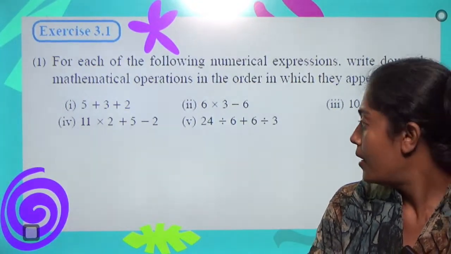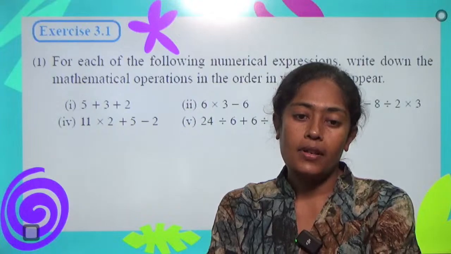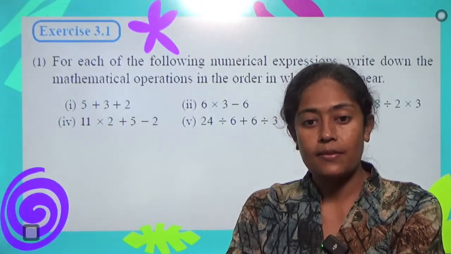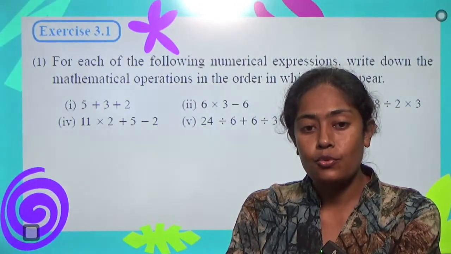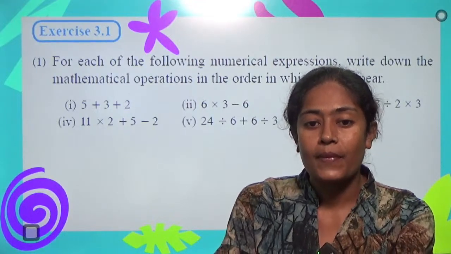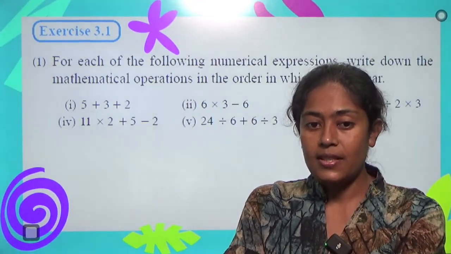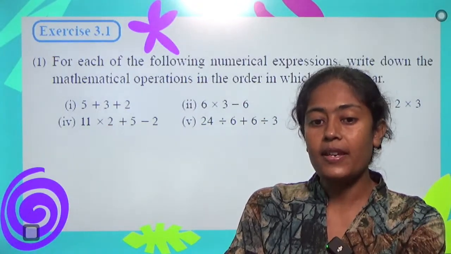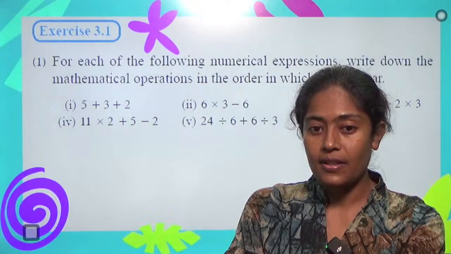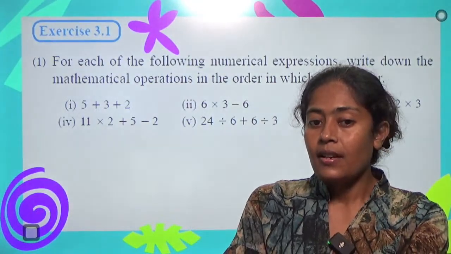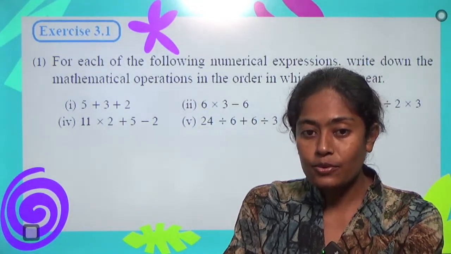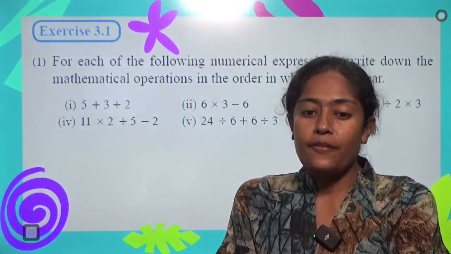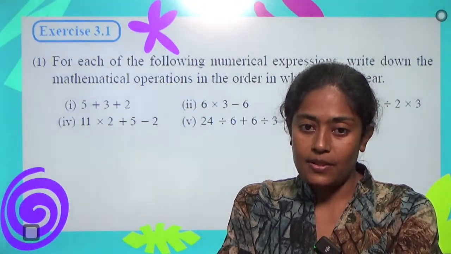So if you have numerical expressions with 2 or more mathematical operations, there should be an order to simplify that numerical expression. So we are using which rule? BODMAS rule to simplify that numerical expression. Okay.